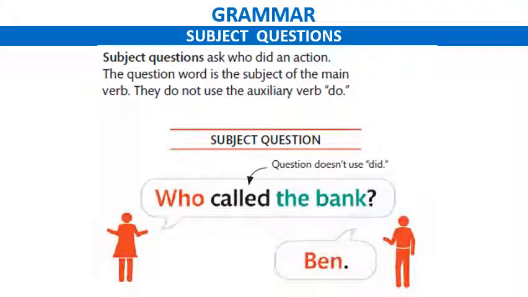Then we have subject questions. In this case, we ask who did an action. And the question word is the subject of the main verb. They do not use the auxiliary verb do. For example, Ben called the bank. So we replace Ben with the question word who. So who called the bank? Ben.